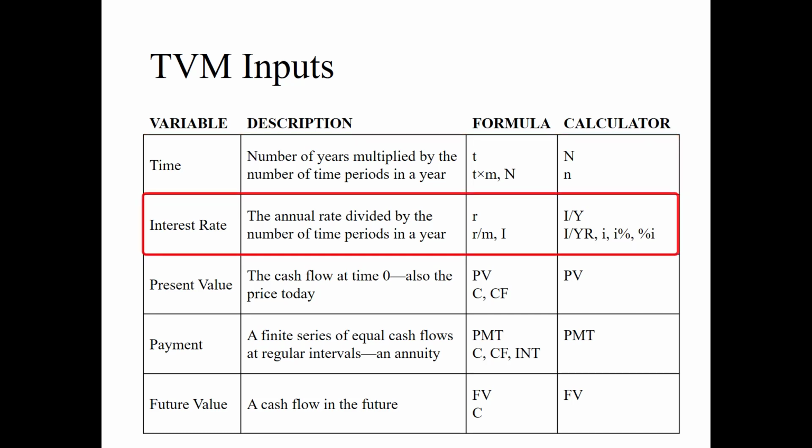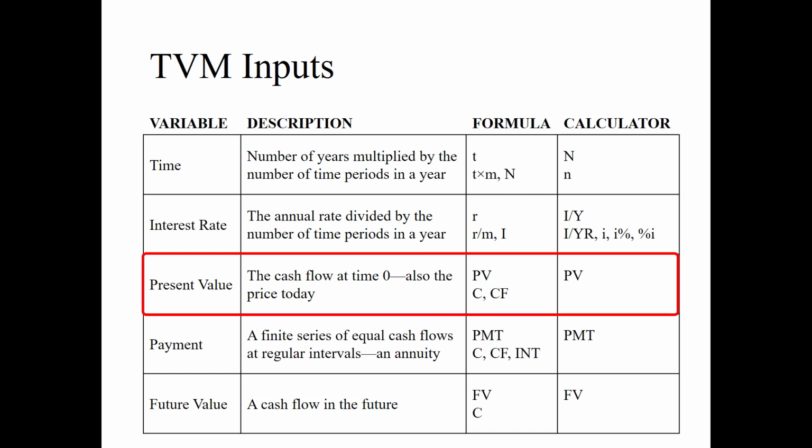Our interest rate is going to be the annual rate divided by the number of time periods in a year. And so when we earn interest on an annual basis, or we pay interest on an annual basis, we are simply going to divide by 1 because there is 1 year in a year. How many years are in a year? Well, there's just 1. And so we would divide our R by 1. On some calculators, that interest rate would be denoted by an I/Y, or an I divided by YR, or some I or I%. Our present value is going to be the cash flow at time 0.